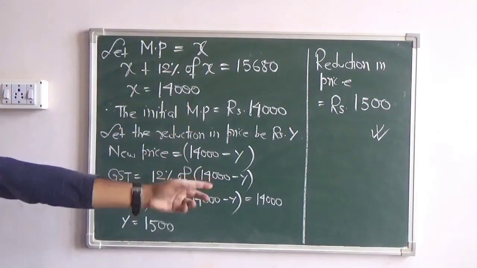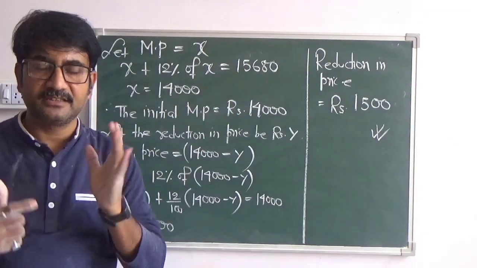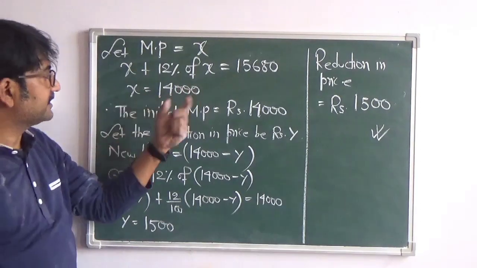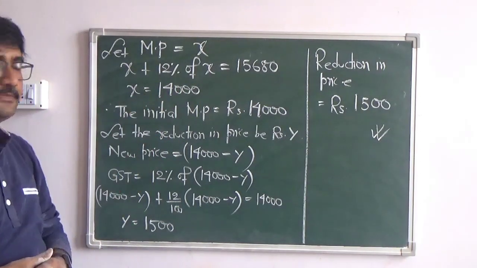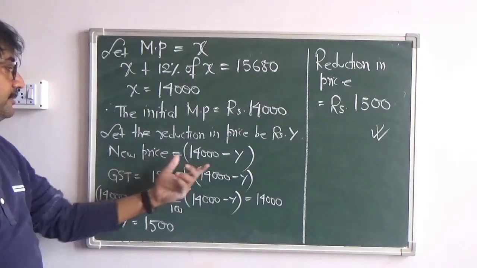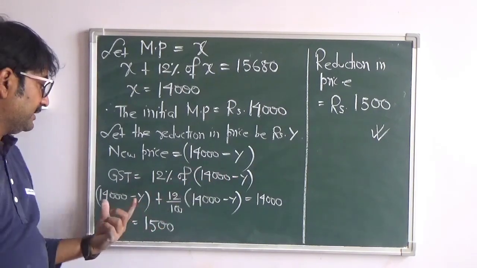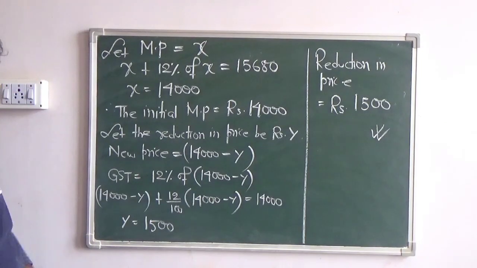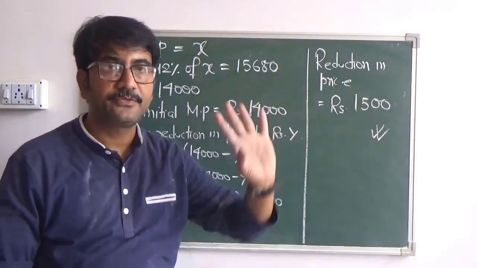Mark price, we are taking it as X. So X plus 12% of X equals 15680. That was the demand of the customer. X is the mark price, which comes to the initial mark price 14,000. Reduction in price, if it is Y, then the new price will be 14,000 minus Y. So GST is 12% of this. So this plus this equals 14,000. So solving, we get Y as 1500. Therefore the reduction in price is 1500.